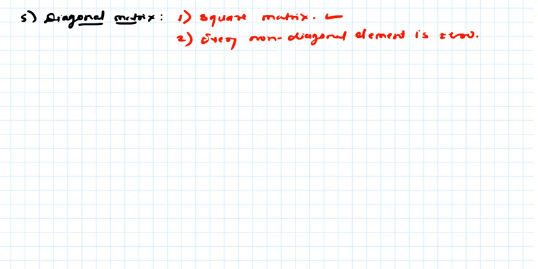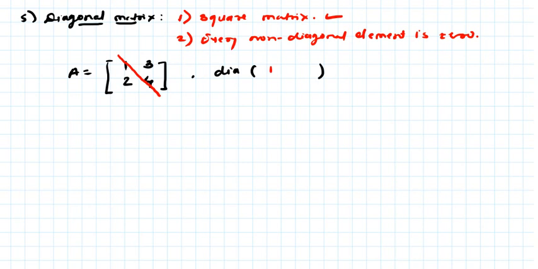For example, take the matrix A with entries 1, 2, 3, 4. Now the question is, what is the diagonal of this matrix? The diagonal of this matrix contains the elements 1 and 4.